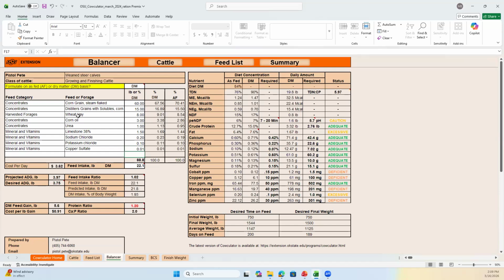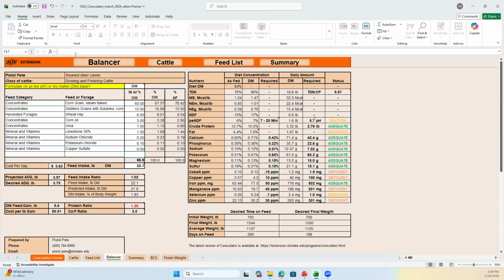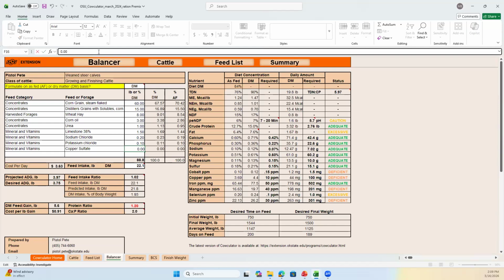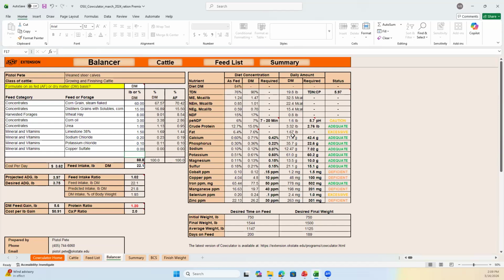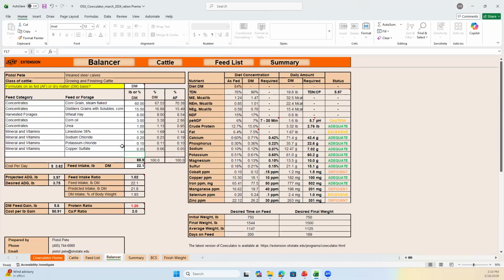Still deficient. Let's go 0.00. Still deficient. 1.5. Still deficient. 0.003. Oh, I was looking at the wrong one. We're way deficient. Okay. So 0.05% copper sulfate got us there.